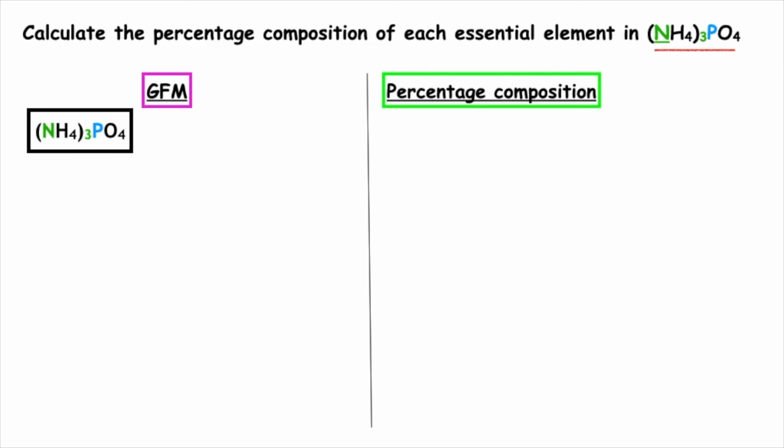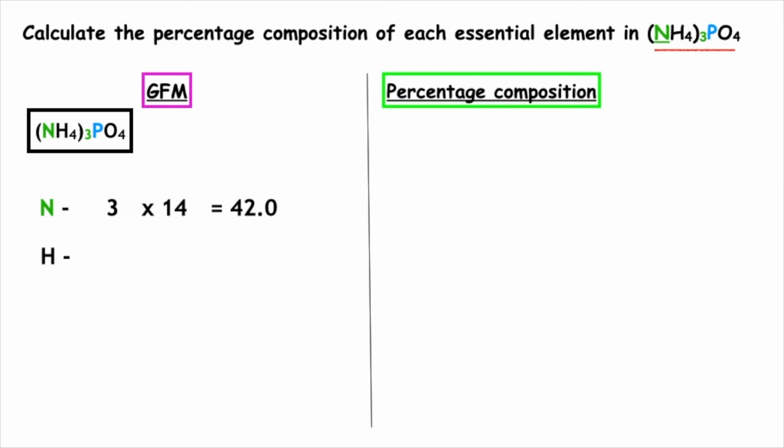The last one, we're going to work out the percentage composition of each essential element in ammonium phosphate. First thing we have to do is work out the GFM. Be careful with this one. How many nitrogens have we got? We've got 1 inside the bracket multiplied by 3 outside the bracket, which gives us a total of 3 nitrogens, times by the relative atomic mass, which is 14. 3 times 14 gives 42.